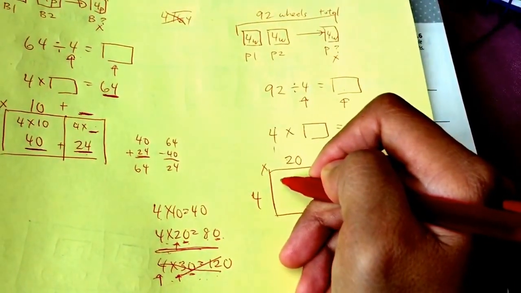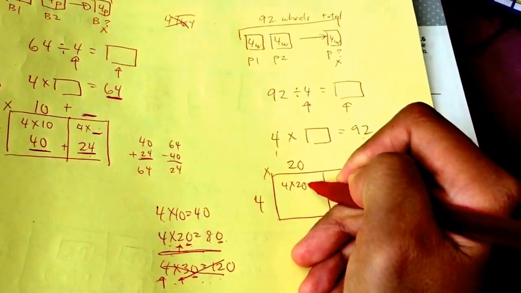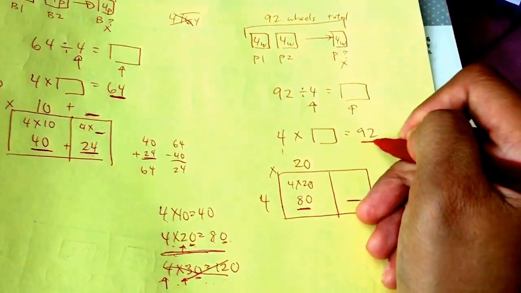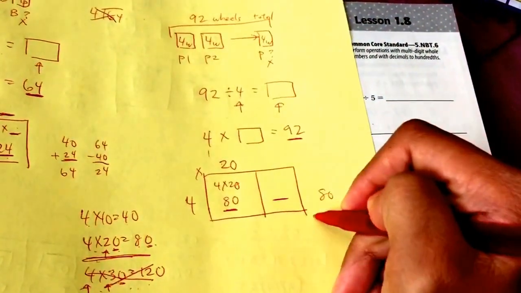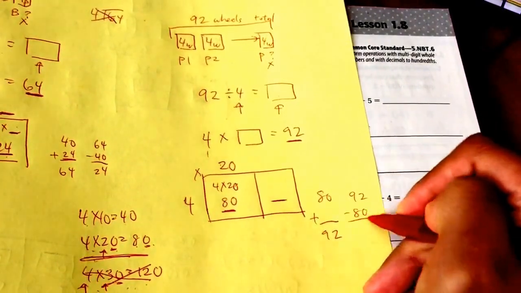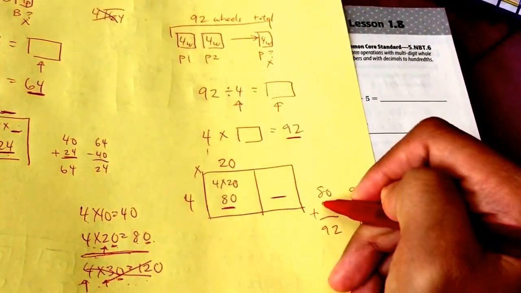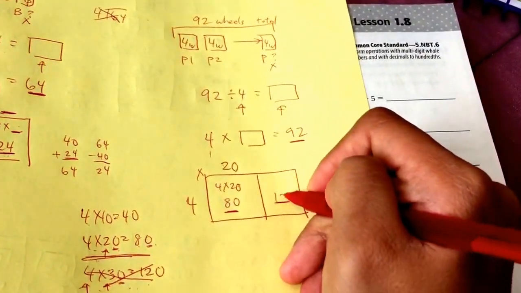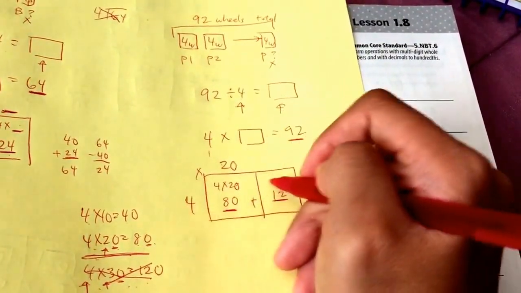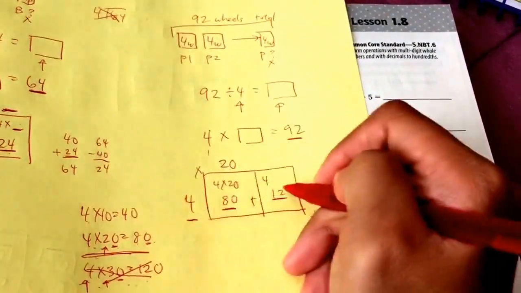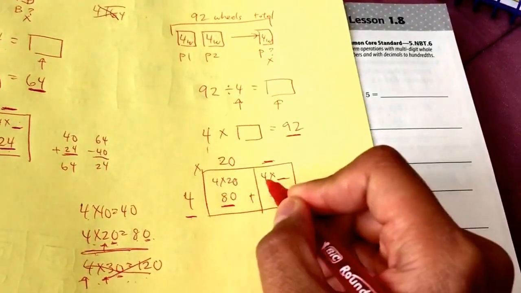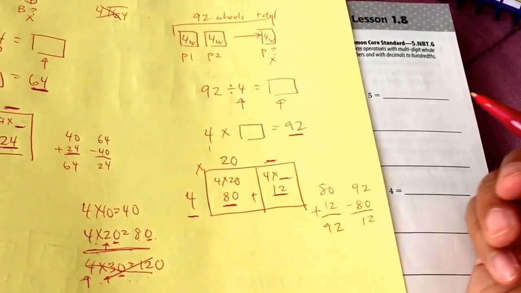4 times 20 is 80. And we know that this plus this better equal this. So 80 plus what number equals 92? And if you don't know, you can subtract. 92 minus 80 equals 12. So 80 plus 12 equals 92. All you have to do to solve is say 4, that's this number right here, times what number will give us that 12? 4 times what number gives us 12?